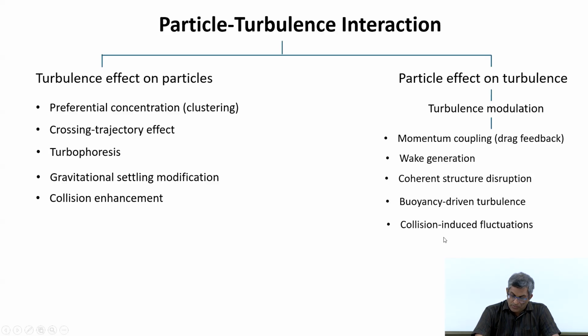And we can also have collision induced fluctuation. Because of collisions, there is now modification of turbulence. Particles themselves locally will modify the turbulence, either they can enhance or consume or dissipate more turbulence, but collisions can also lead to modification in the turbulence. Okay. So, we will go through some of these aspects in some detail. It is not possible to cover everything, but some important aspects I will discuss.